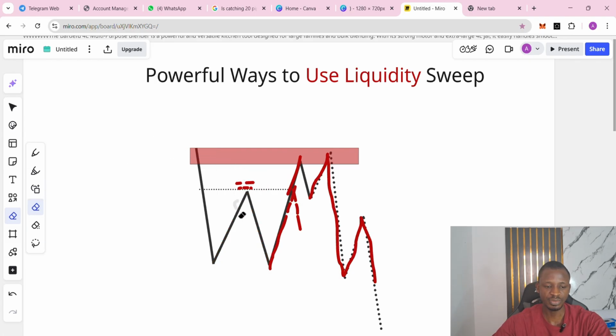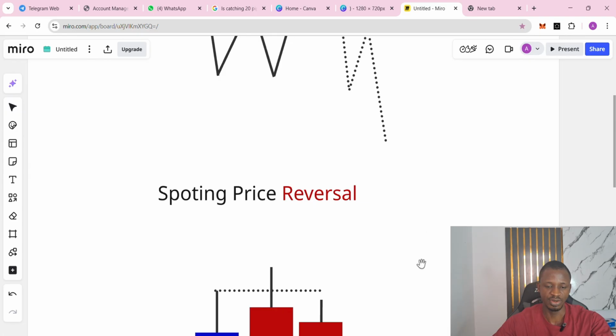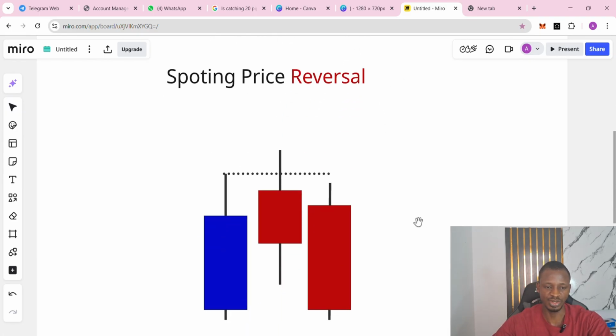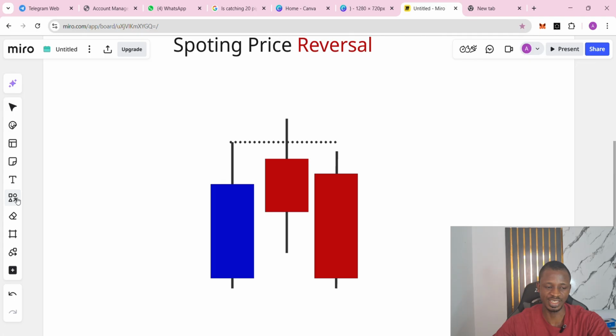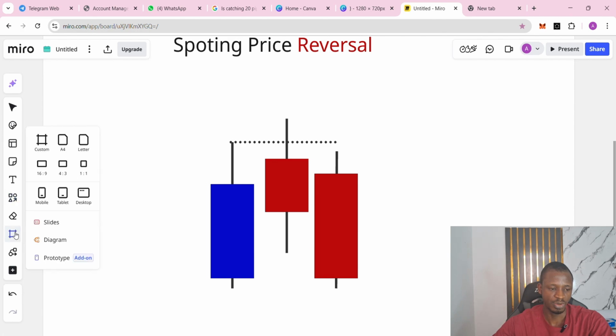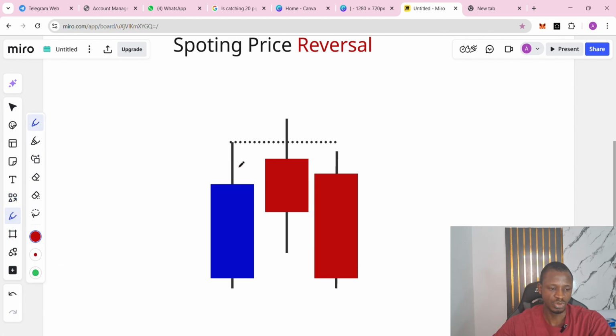So I will take you to the powerful ways you can use it in your trading. Number one, you can use it to spot price reversal. This is a typical example of how this works on spotting price reversal. In this case, the first candle, which is the bullish candle, is the first candle.